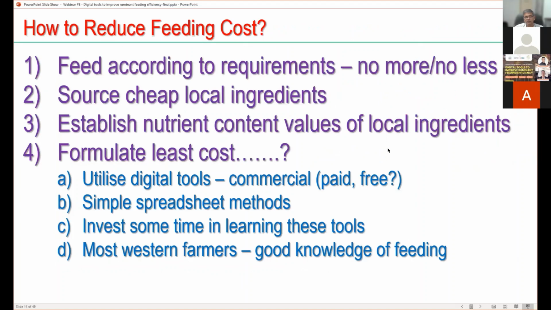So how do we reduce feed costs? We must feed according to requirement. Tak boleh lebih, tak boleh rendah. Kalau lebih, you're wasting money. Kalau rendah, you're not getting what you're feeding.